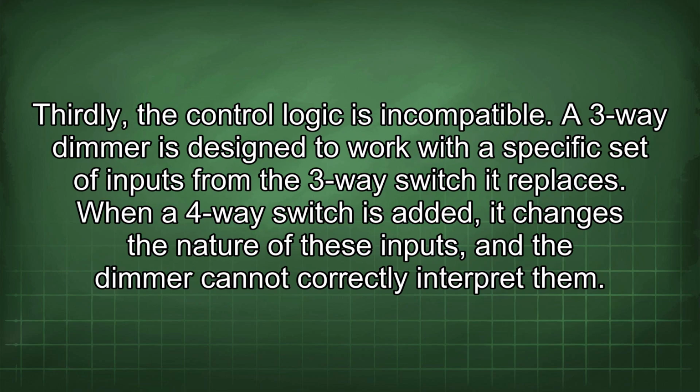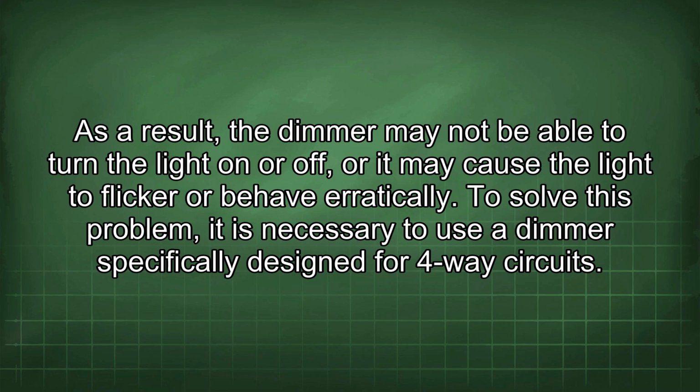Thirdly, the control logic is incompatible. A three-way dimmer is designed to work with a specific set of inputs from the three-way switch it replaces. When a four-way switch is added, it changes the nature of these inputs, and the dimmer cannot correctly interpret them. As a result, the dimmer may not be able to turn the light on or off, or it may cause the light to flicker or behave erratically.